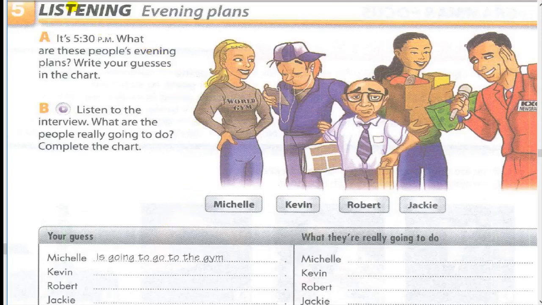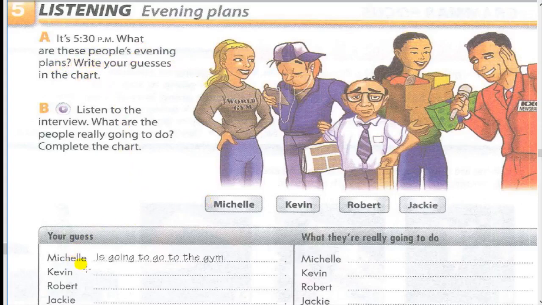Exercise number 5, listening. Evening plans. You look at the picture here. There are 5 persons. So, what are they doing? A. It's 5:30 p.m. It's 5:30 in the evening. What are these people's evening plans? What are they gonna do? Write your guesses in the chart.